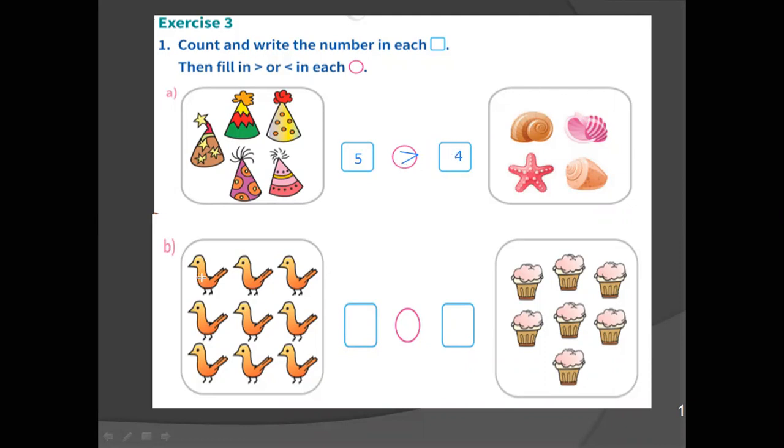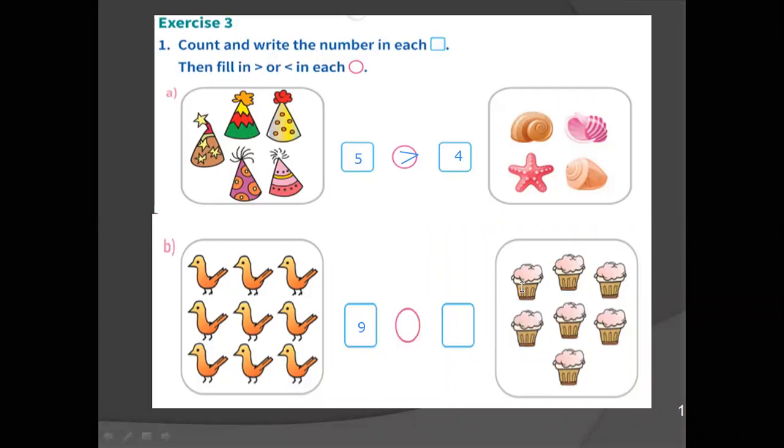Okay. Now we will count in the same way these birds. Yes, start counting now. 1, 2, 3, 4, 5, 6, 7, 8, 9. How many birds are there? 9 birds. So you write it as 9 here.